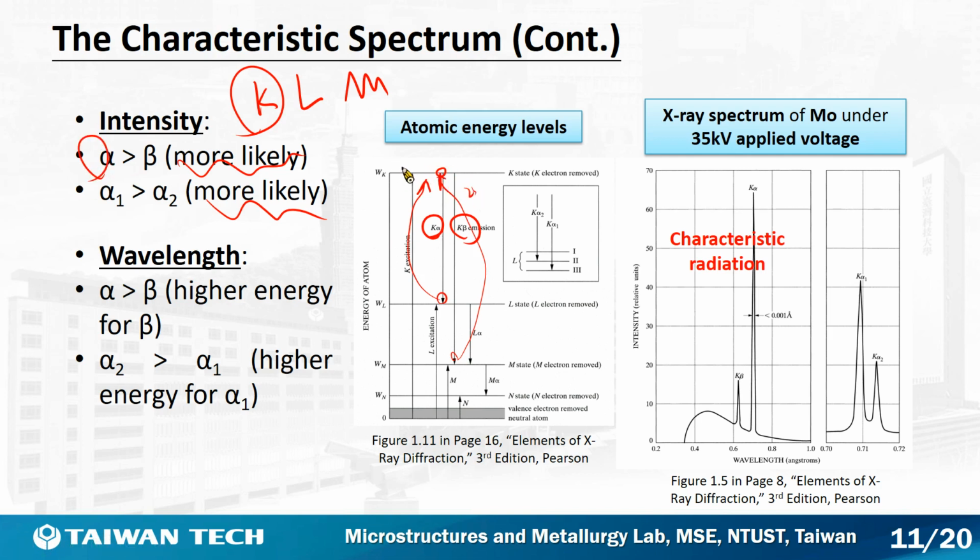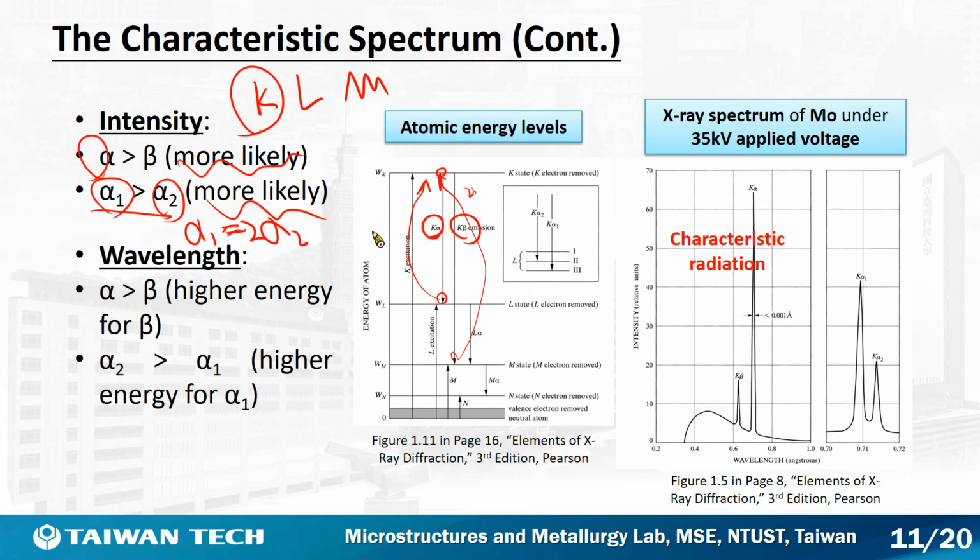And how about alpha 1 and alpha 2? You can see here. It's kind of complicated, so let's just say that for the intensity, alpha 1 will be higher than alpha 2. Okay? And if you need to know, actually the intensity of alpha 1 is about 2 times that of alpha 2. So alpha 1 equals roughly 2 alpha 2.